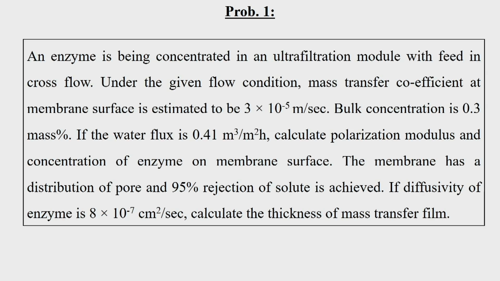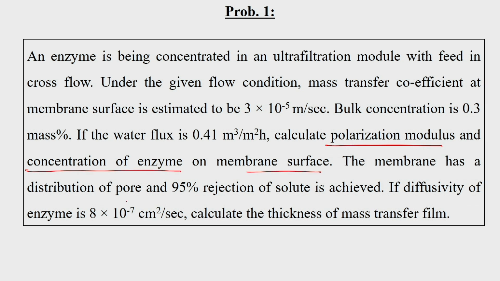Okay. Now we will be solving a simple problem like this. An enzyme is being concentrated in an ultrafiltration module with feed in a cross flow cell. Under the given flow condition, the mass transfer coefficient at the membrane surface is estimated to be 3 into 10 to the power minus 5 meter per second. Bulk concentration is 0.3 mass percent. If the water flux is 0.41 meter cube per meter square hour, calculate the polarization modulus, that is Cm by Cb, and the concentration of the enzyme on the membrane surface, that is Cm.